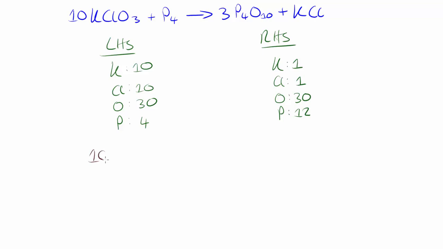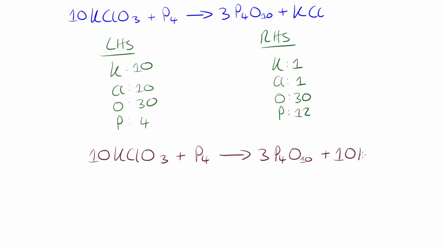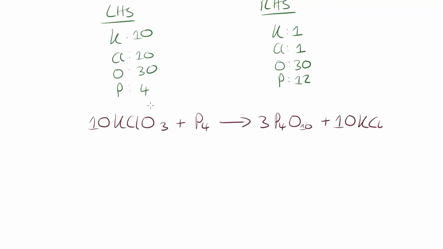So 10 KClO₃ plus P4 produces 3 P₄O₁₀ plus 10 KCl. Okay. So let's take a look at auditing this. Let's itemize effectively what do we have in front of us? What do we have in terms of the occurrence of the elements, right?